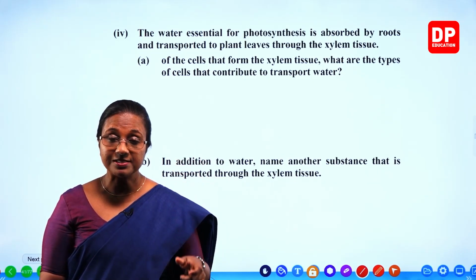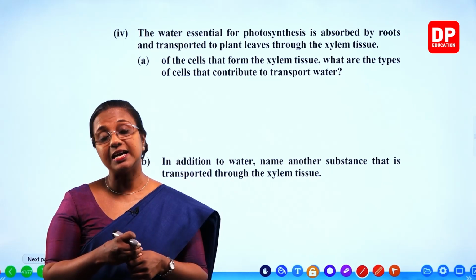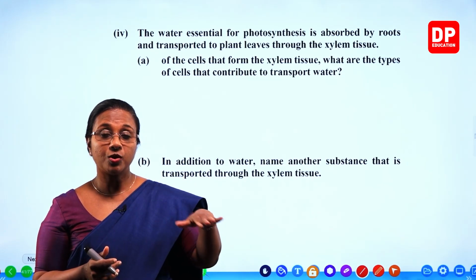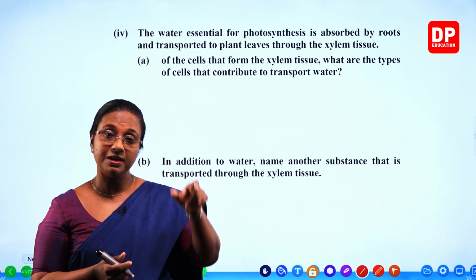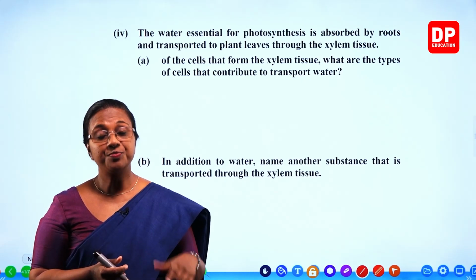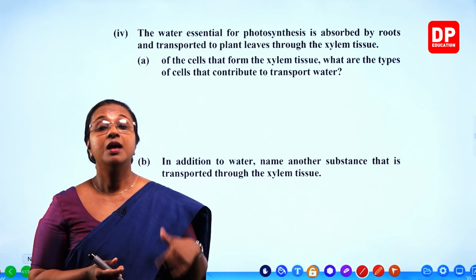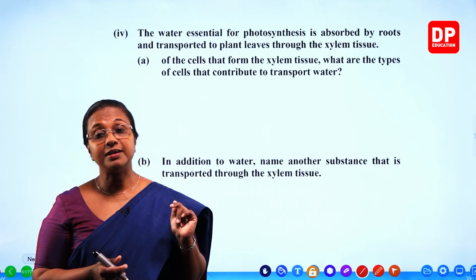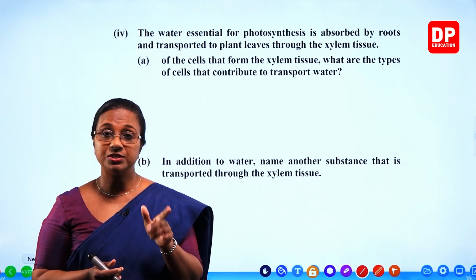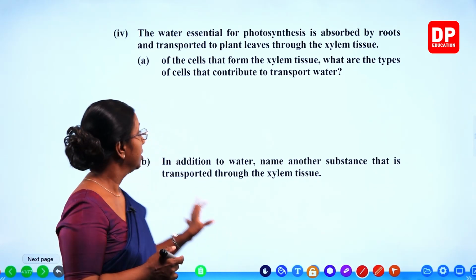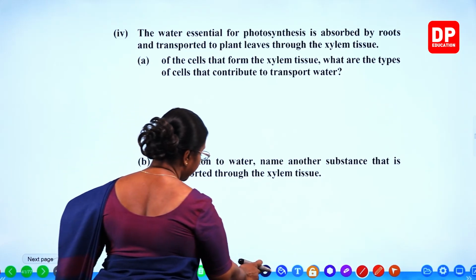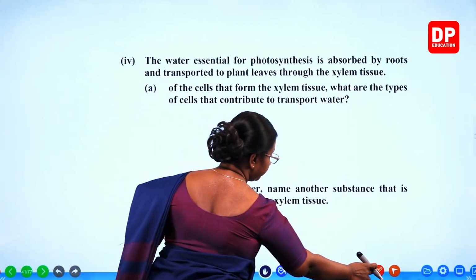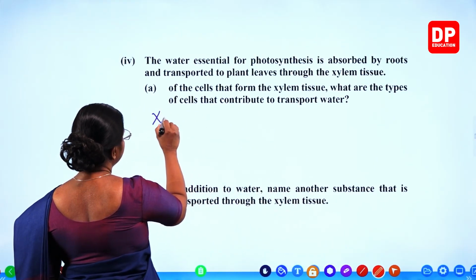So the xylem vessel elements combine and form the xylem vessel, where the cross walls are completely dissolved and it becomes a tube-like structure. Then there is the tracheid, as well as xylem parenchyma, which also contributes in transport of water. So you have to write all three cells there. Xylem vessel.